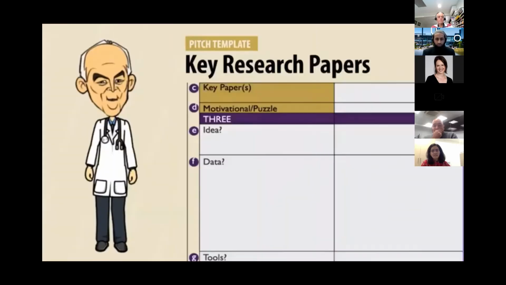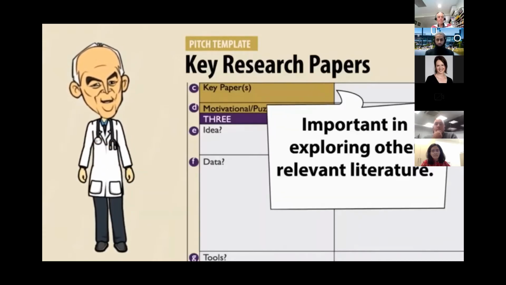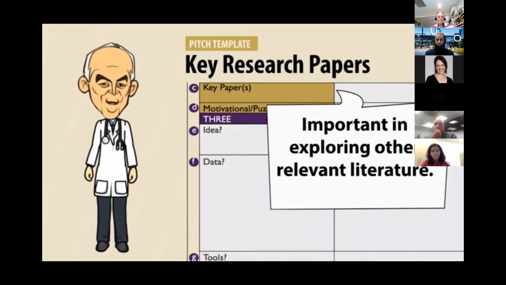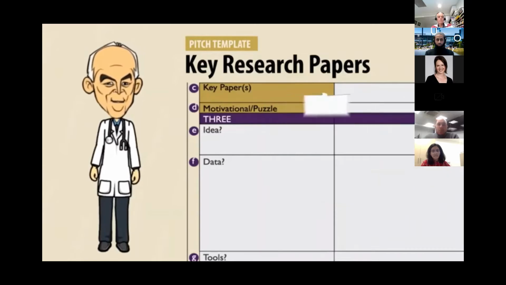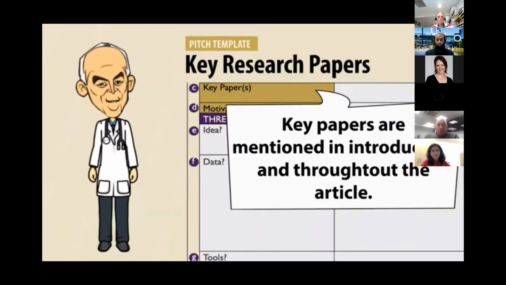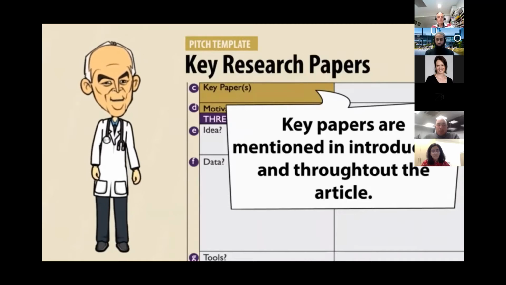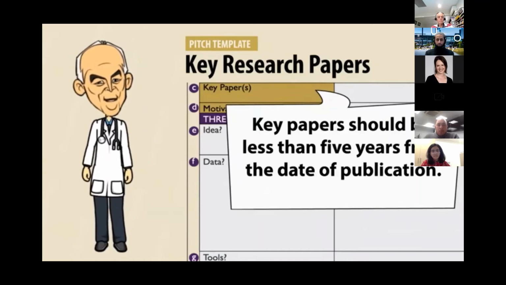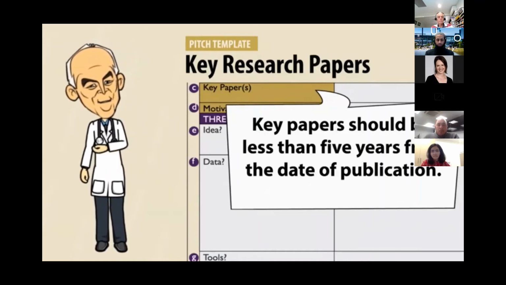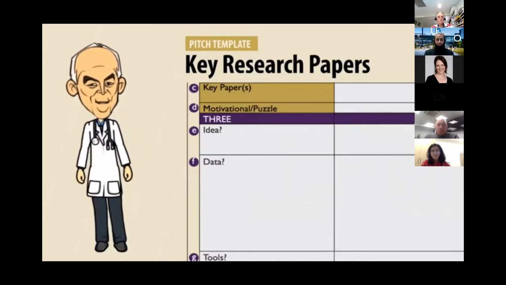The third section records key papers. Identifying key papers is important in exploring other literature relevant to the paper being reviewed and identifying core areas of theory important to the research area. Usually the authors mention key papers early in the introduction section, and repeatedly throughout the article. Key papers should be state-of-the-art, so most likely they are published less than 5 years from the date of publication of the paper being reviewed.